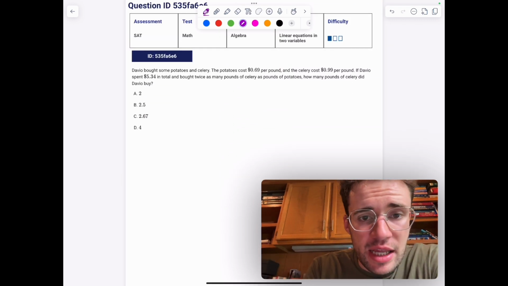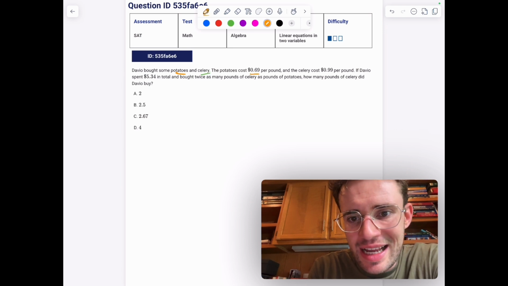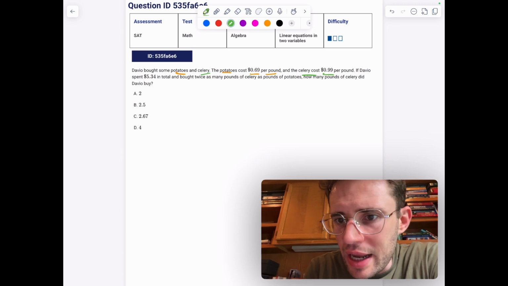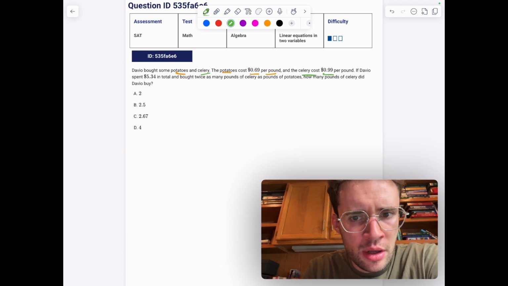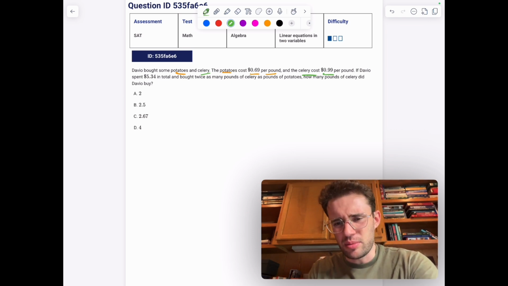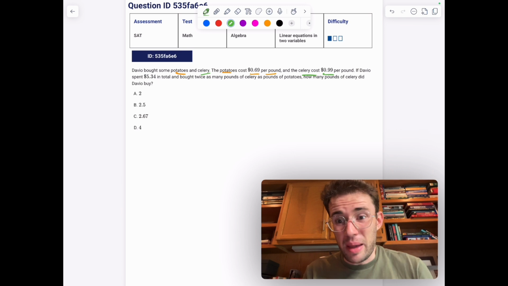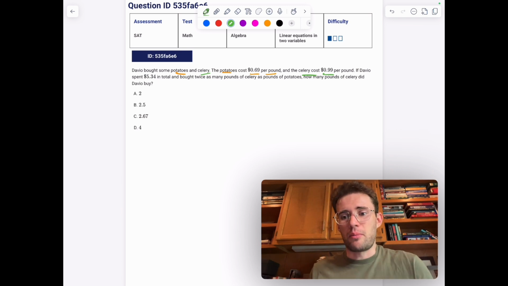Davio bought some potatoes and celery. The potatoes cost 69 cents per pound, and the celery costs 99 cents per pound. All right, it's interesting. I would think potatoes would cost more than celery, but maybe it's just potatoes are more dense. So I think a pound of celery is a lot more than I'm picturing.